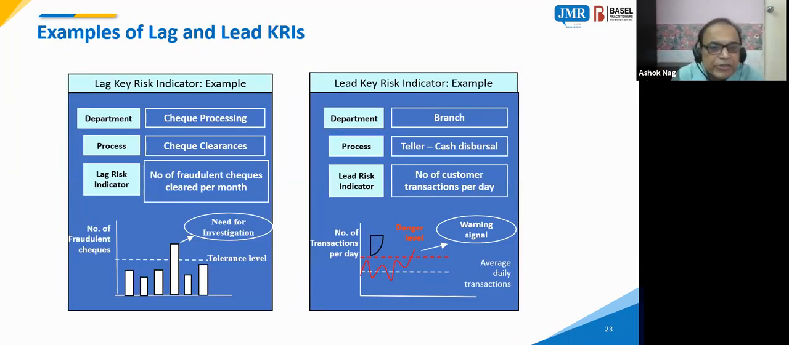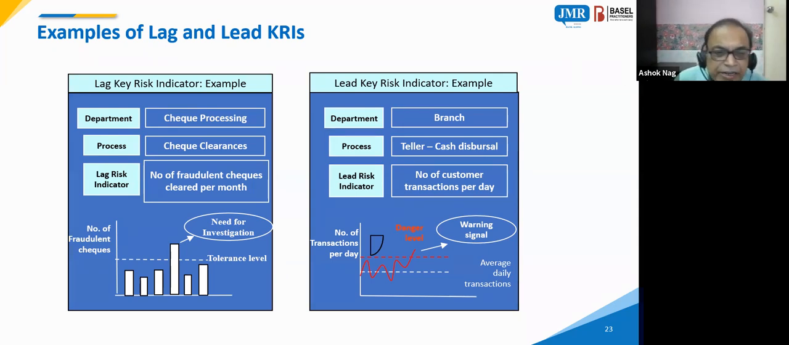Examples of lag and lead cases: you can see the department is check process, check clearances, and the lag risk indicator is the number of fraudulent checks cleared per month. That means checks have been cleared without the balance being there, or the signature not matching, so many things. So this is a lag risk indicator. Now, why is this a key risk indicator? If it is happening in a particular branch or area where it is increasing, or it is much higher compared to peer group branches of similar size in other areas, that can definitely be a source of concern that can be flagged.